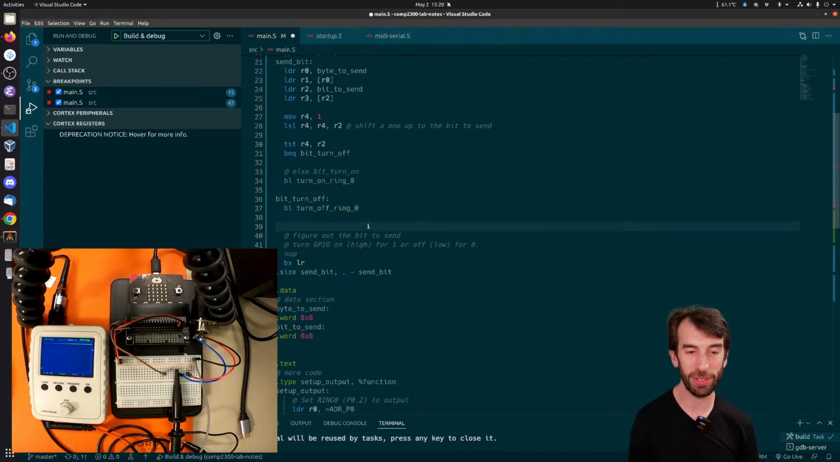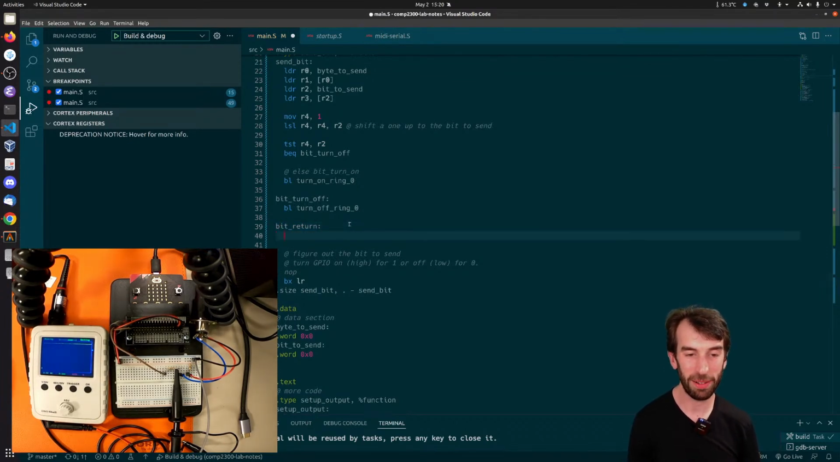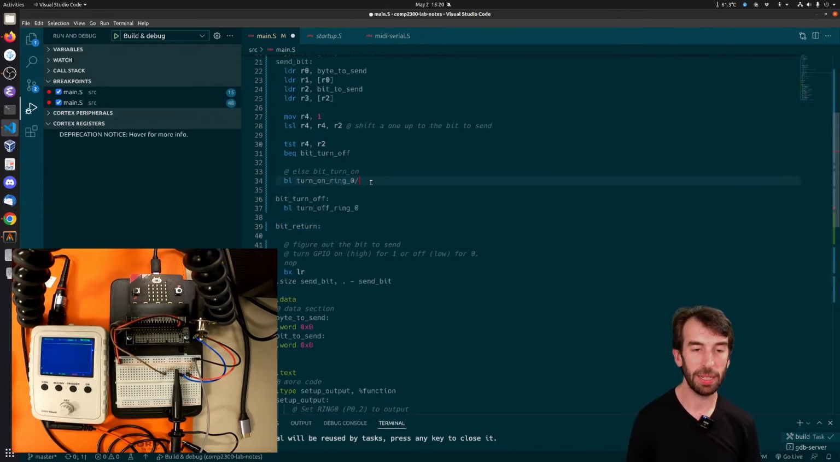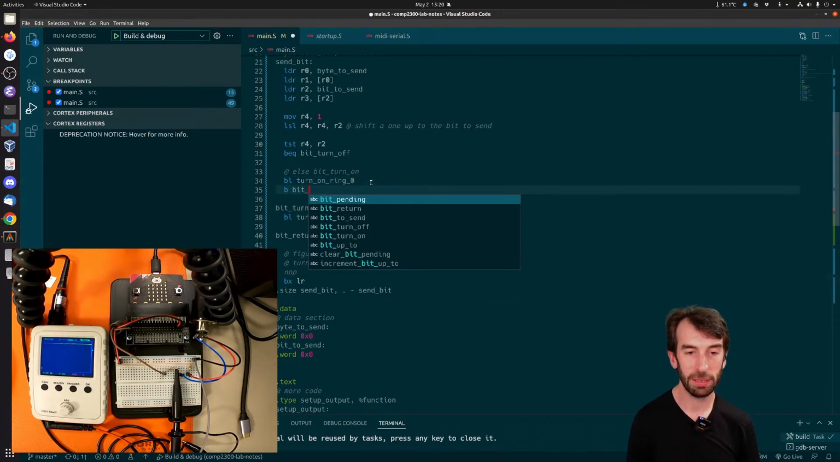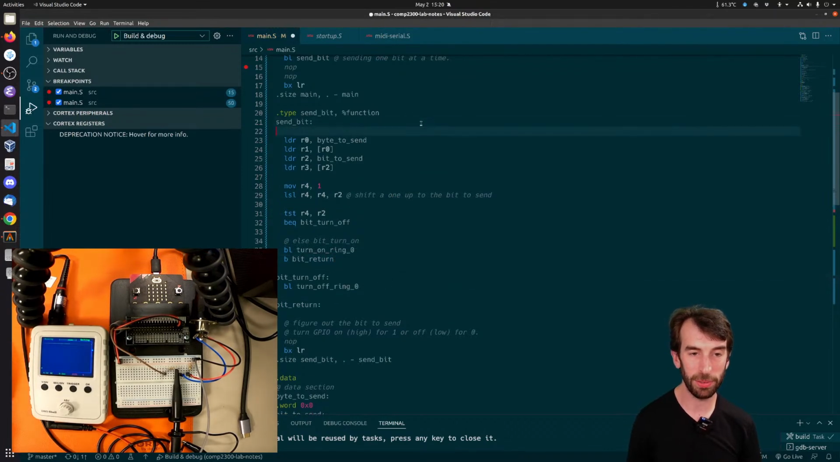And then I have to have a return area, bit return. I'm just putting the bit here so that I differentiate labels from different functions somehow. And that one's got to be bit return. Now, I've used a few registers that I need to save. I need to save R4 and I need to save LR. I've used R4 and I've used LR when I did my BL. So I'm going to have to make sure I push and pop those.